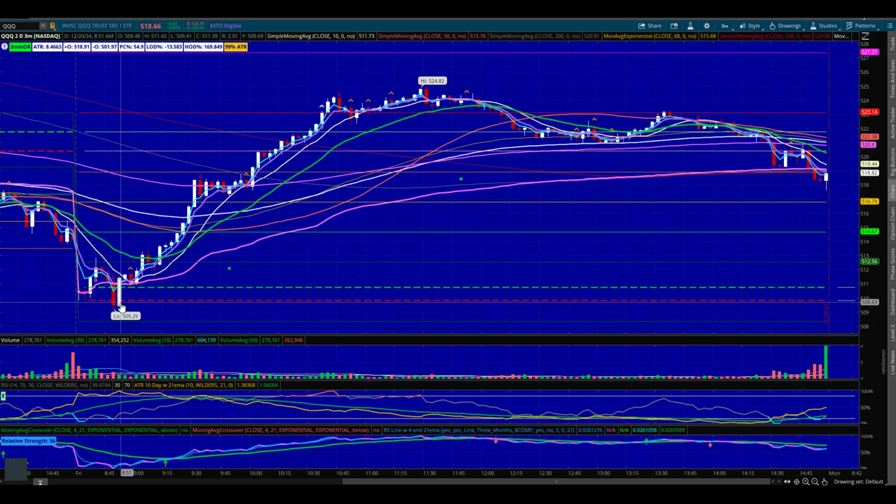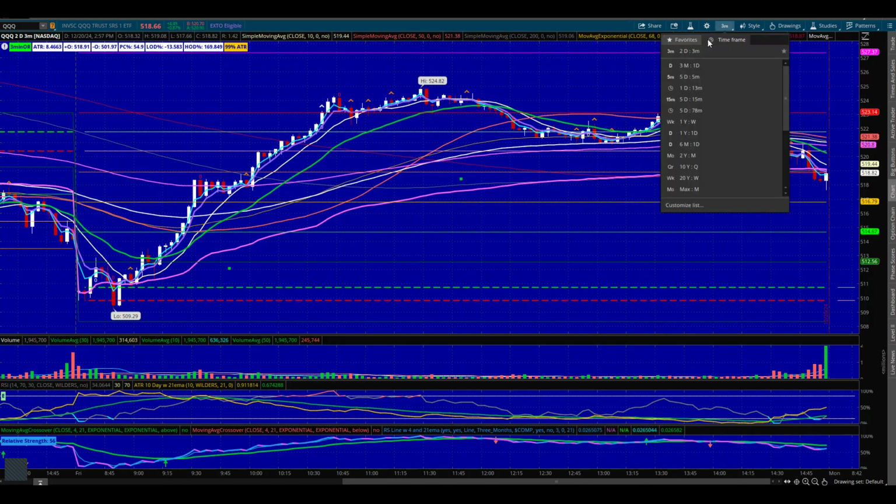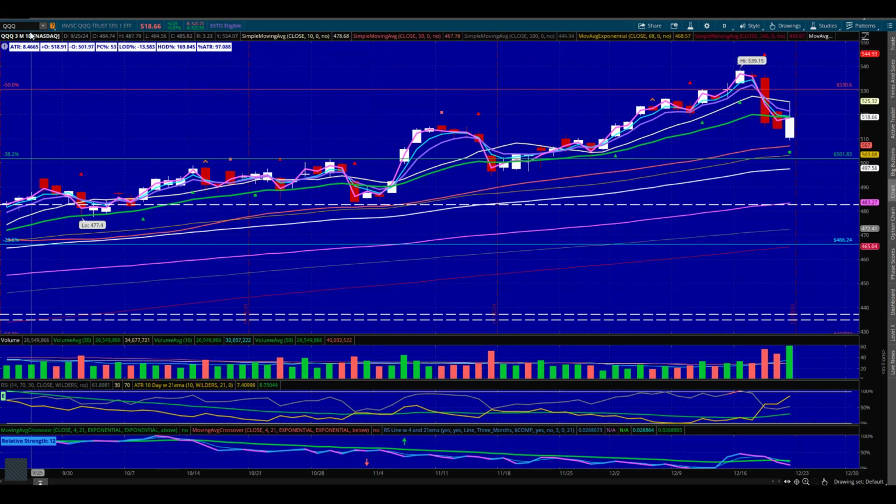Just the dynamic of it: took back the low, same bar, it's pressing through the high and closing. That right there, this candle was a clear sign to get after it. So that's the QQQ. The SPY, similar thing. We'll take a look at that.